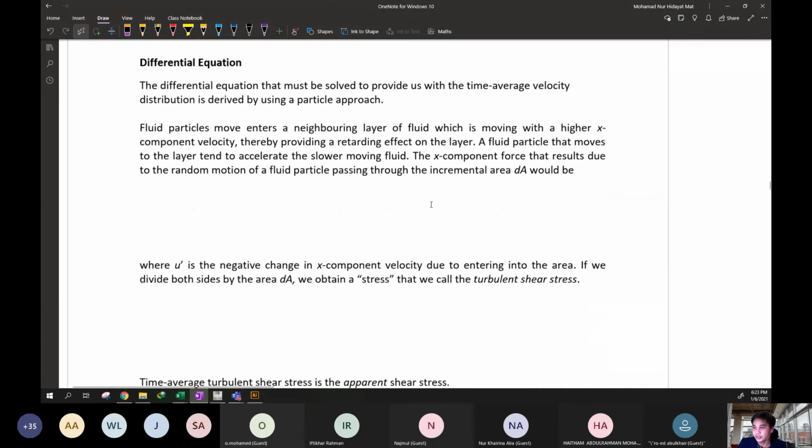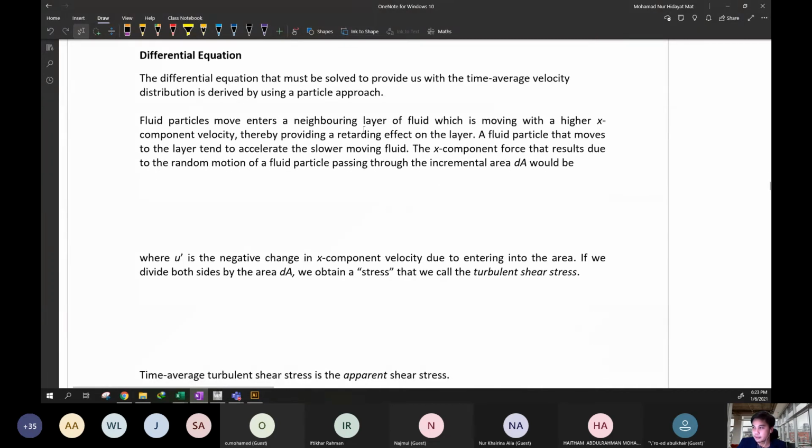The fluid particle moves and enters the neighboring layer. For example, this is the layer, and this is the fluid particle entering this region, moving with a higher x component. This is the x component, this is the y component, and this is the z component. When the particle moves with the higher x component velocity, it provides a retarding effect on the layer.